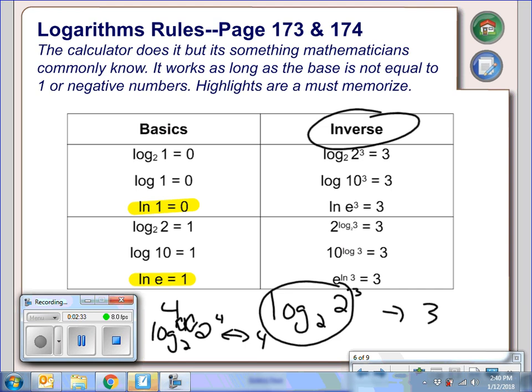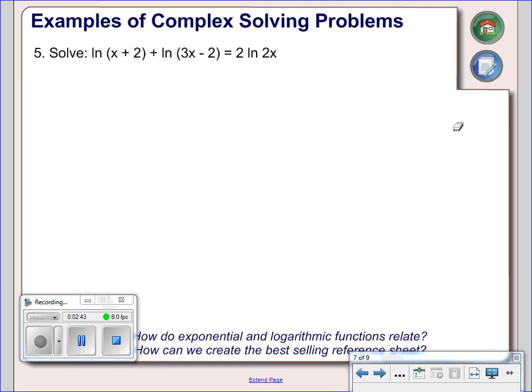So without further ado, let's go ahead and look at these final 2 hard problems when it comes to solving with logarithms. So here's our first of the 2. We see that it says natural log of the quantity x plus 2, plus the natural log of the quantity 3x minus 2, and that equals 2 natural log of 2x.